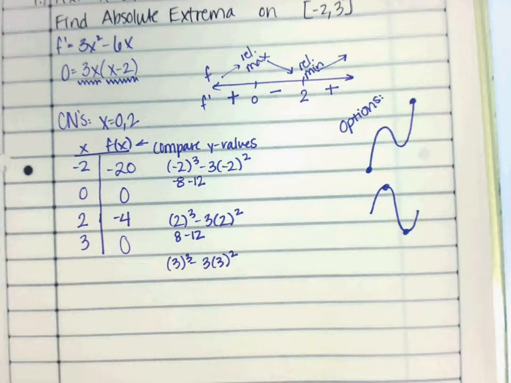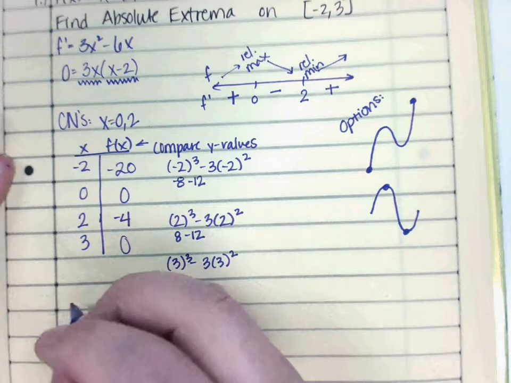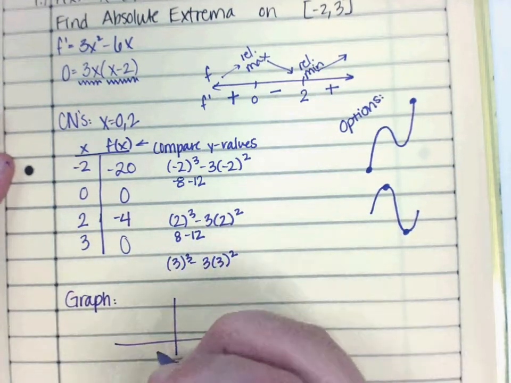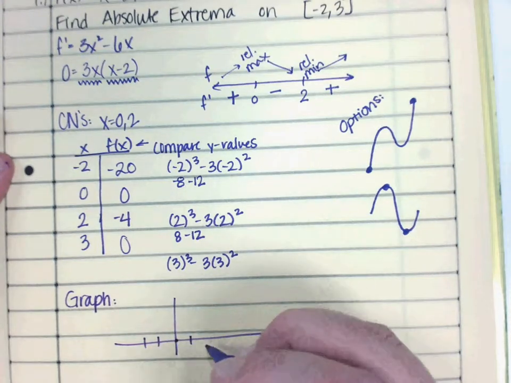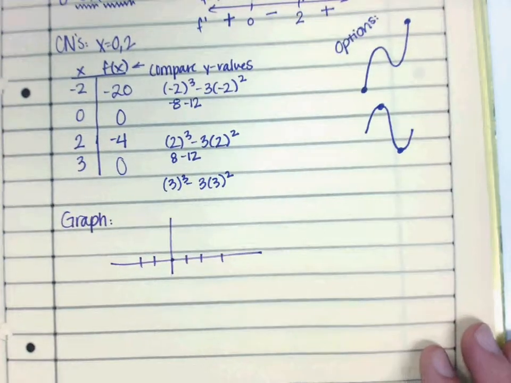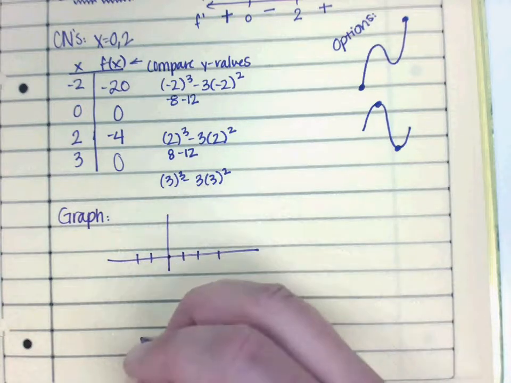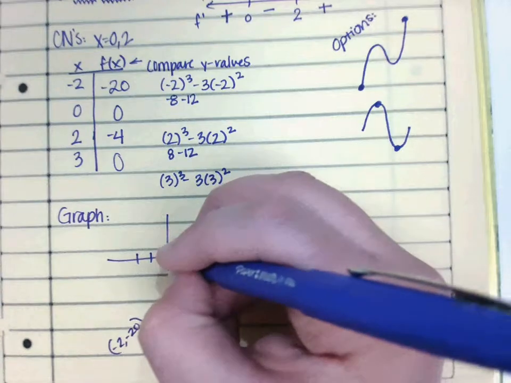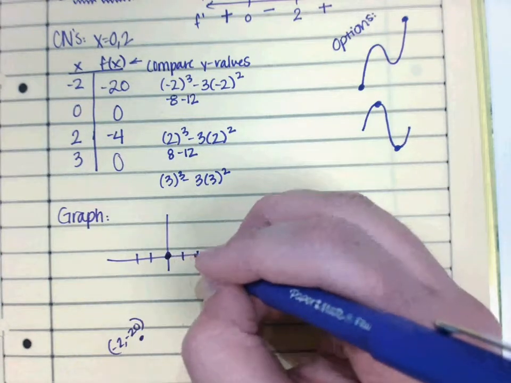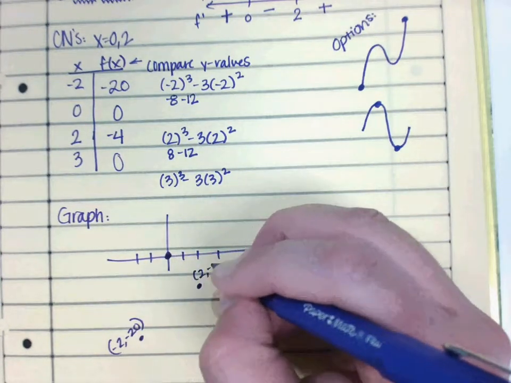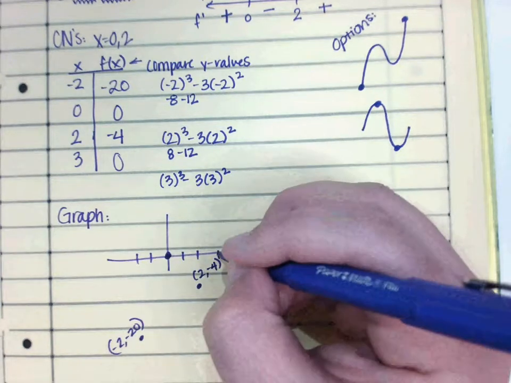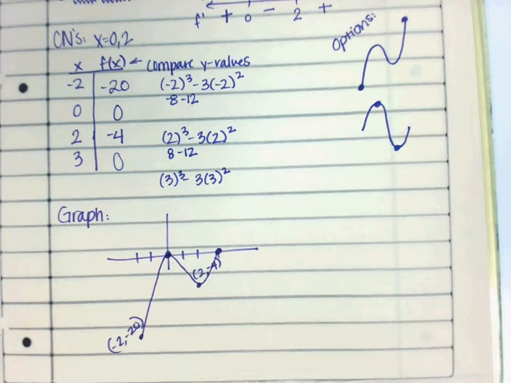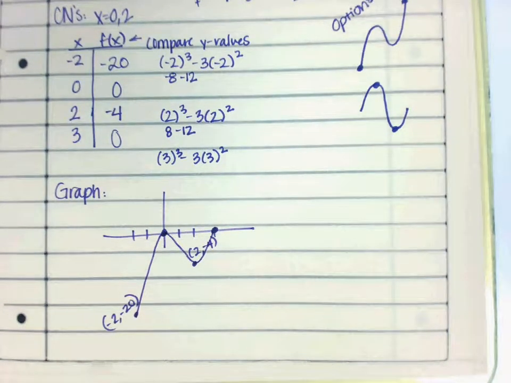So let's sketch the graph just for fun. Okay, here's what my graph would look like. Negative 2, 0, 2, and 3. At negative 2, I'm way down here at negative 20. At 0, I'm at 0. At 2, I'm at negative 4. And then at 3, I'm back at 0. Let's sketch our graph. What is my absolute minimum?